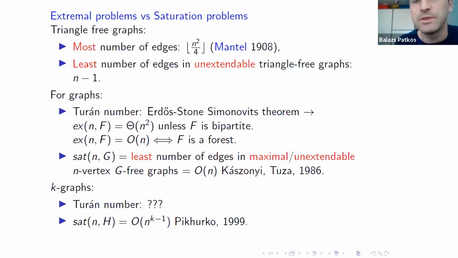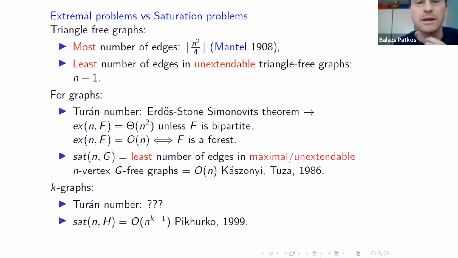And there is a big difference between the two numbers, because by the Erdős–Stone–Simonovits theorem, we know that for graphs, unless the forbidden graph is bipartite, the extremal function, the Turán function, is quadratic in the number of vertices. As opposed to that, it was proved by Kászonyi and Tuza that no matter what the graph G is, one can saturate, so one can create an n-vertex G-free graph such that any non-edge added would create a G, such that this graph contains only a linear number of edges.